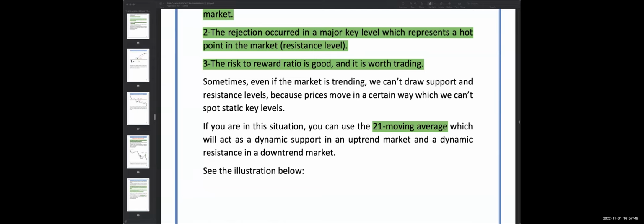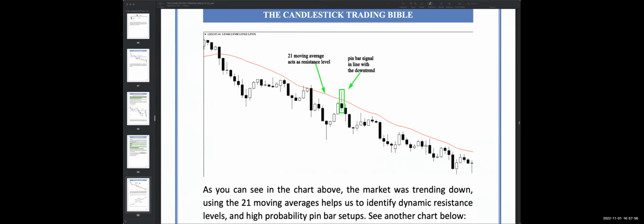If you're in this situation, you can use the 21 moving average, which will act as a dynamic support in an uptrend and a dynamic resistance in a downtrend. See the illustration below. So what they're simply trying to say is sometimes your price will be moving down, right? They hit a zone, they break it, but they didn't follow through here. So if you draw your zone into the future, let's say this one, maybe this one, these are lower lows which you want to use as a resistance.